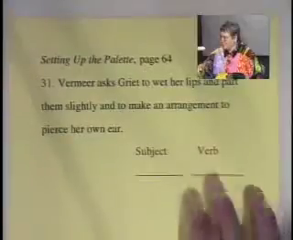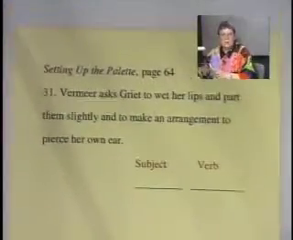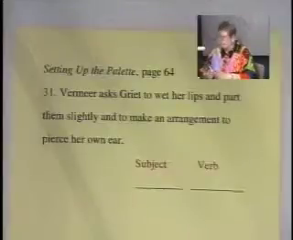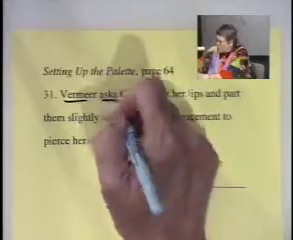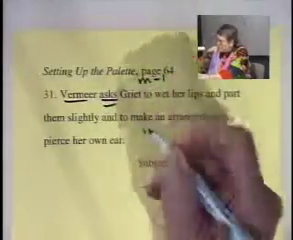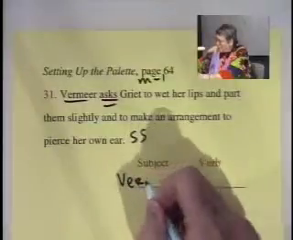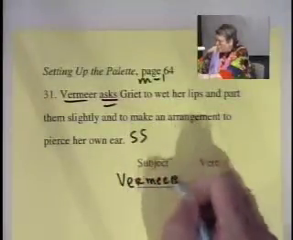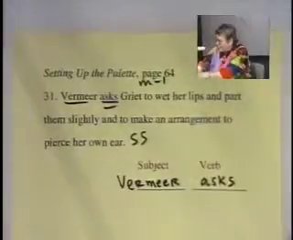Now, we did 31. This is where we stopped. This is the pose getting set. Vermeer asks Greet to wet her lips and part them slightly and to make an arrangement to pierce her own ear. And we said that Vermeer was the subject, asks was the verb, it was a main clause, it was a simple sentence, and this bizarre request on his part that she would have to pierce her own ear. And she doesn't own any earrings, you'll have to remember that too.